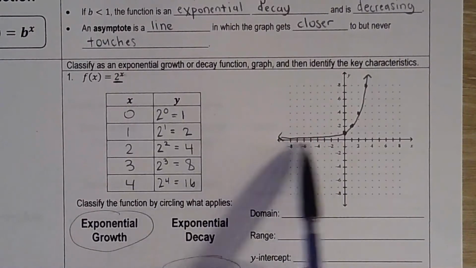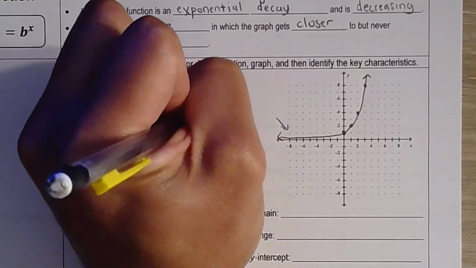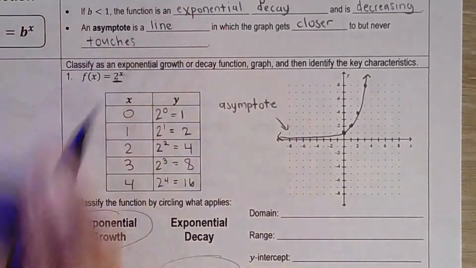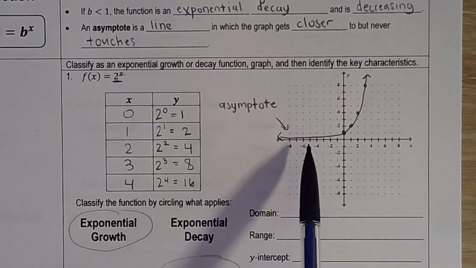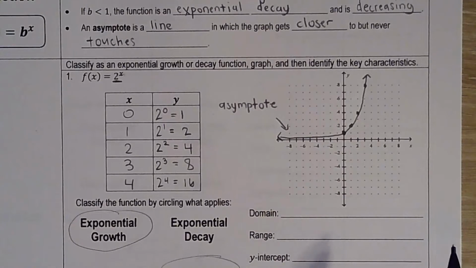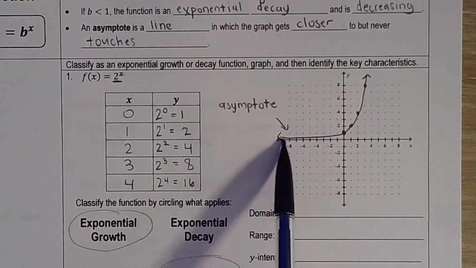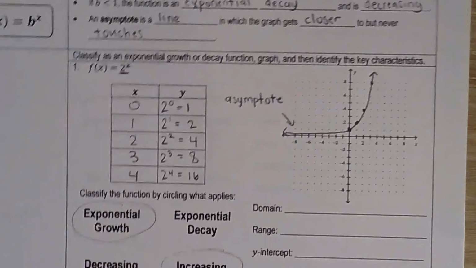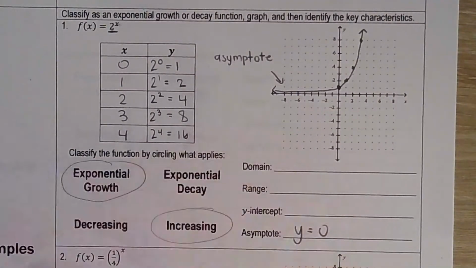We'll see in future examples how this asymptote works. This is our asymptote. Let me write that. Asymptote. At the end of this graph, an asymptote is a line in which the graph gets closer to but never touches. It never touches zero. It gets closer and closer to zero, but never touches. So the asymptote right down here is y equals 0.